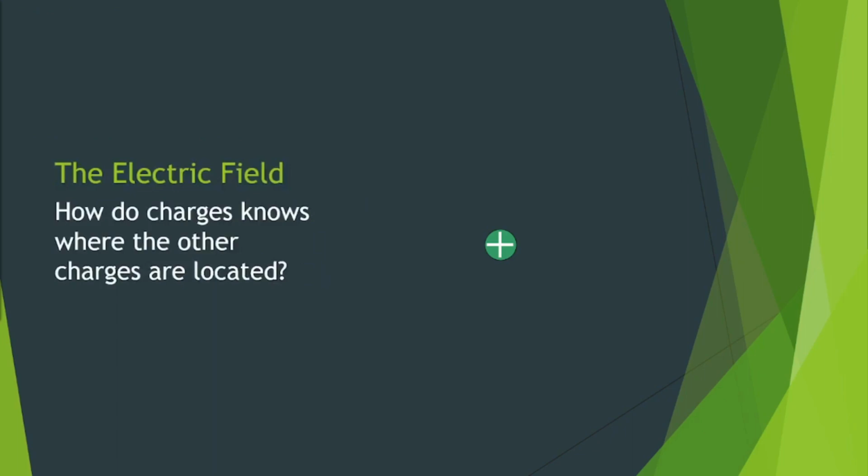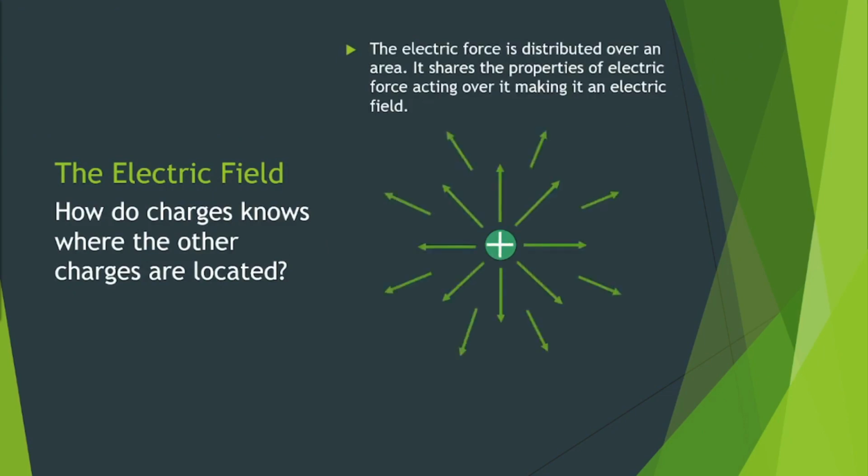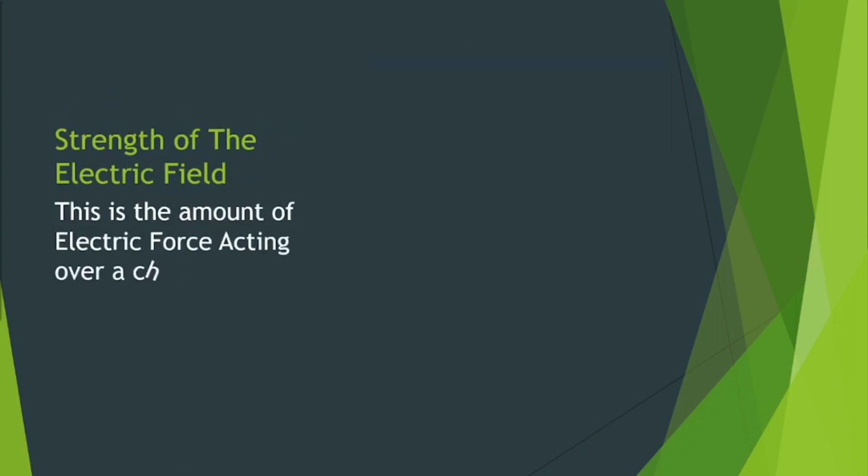The electric field. How do charges know where the other charges are located? The electric force is distributed over an area. It shares the properties of electric force acting over it, making it an electric field. Strength of the electric field. This is the amount of electric force acting over a charge.